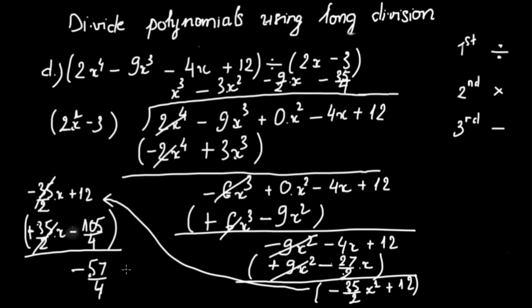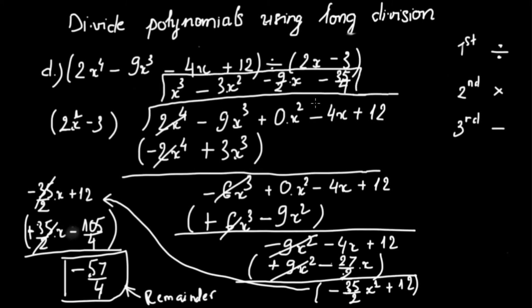Since the power of this variable, x to the 0, is less than x to the 1 right here, which means this is the remainder. And you stop the three steps here. So this is the remainder. And the quotient is this expression. Then I will write out the result for question D.